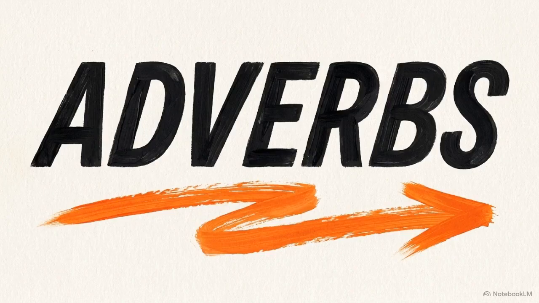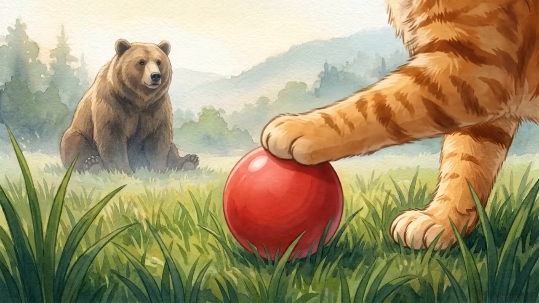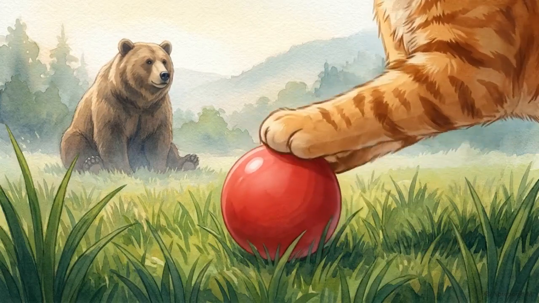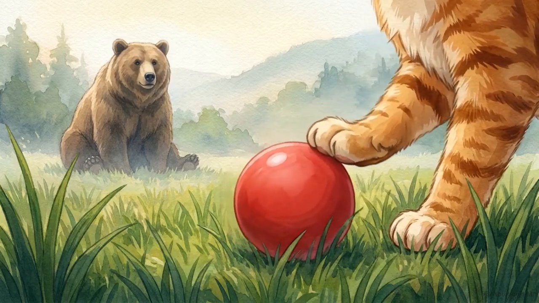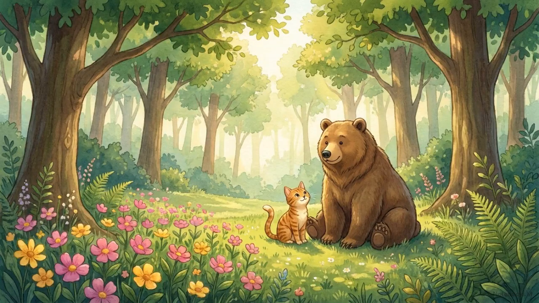We also have special words that tell us exactly how a doing word is being done. We call these adverbs. Now watch the cat play. Charlie is rolling the ball very slowly through the green grass, while Barnaby watches happily. These coloring words and how words work together. They add detail to our stories, making them beautiful and interesting to share.